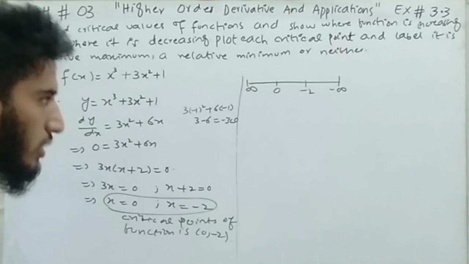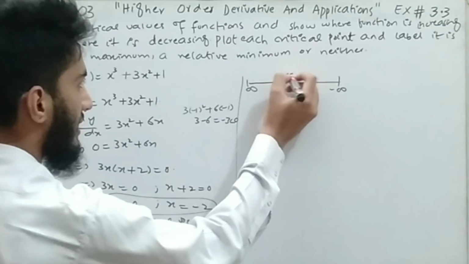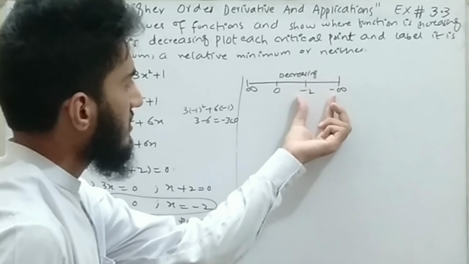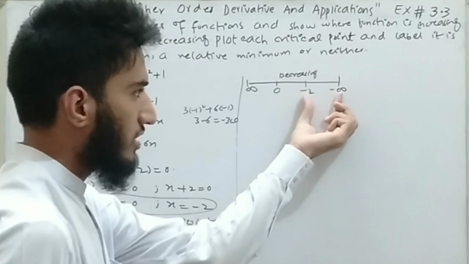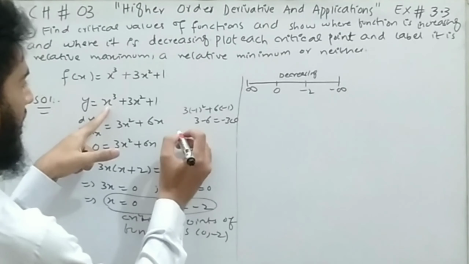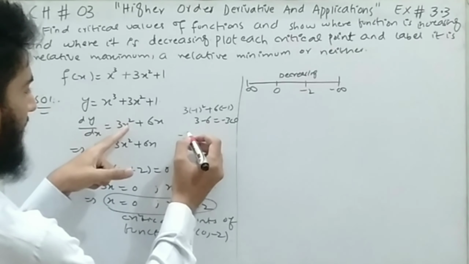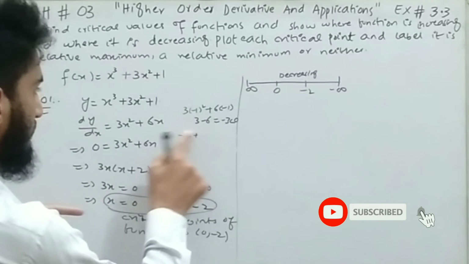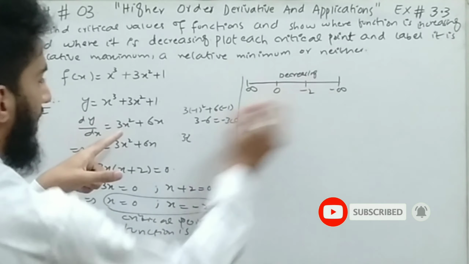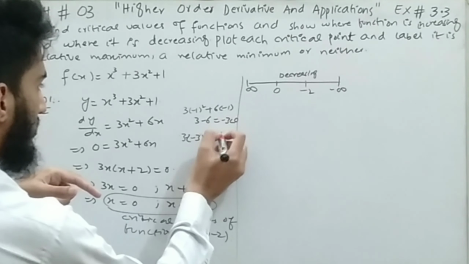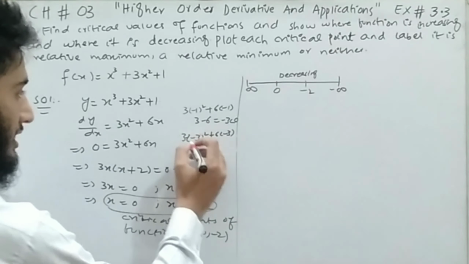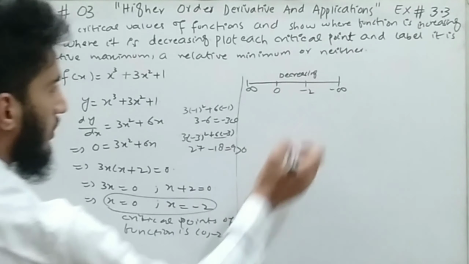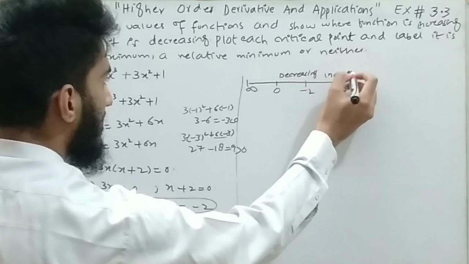As minus 3 is less than 0, it means that the function is decreasing in this interval. Now I take a number inside the interval minus 2 to minus infinity. Let's suppose I take minus 3 in this interval. So by putting minus 3, 3 into minus 3 whole square plus 6 into minus 3. Minus 3 whole square is 9, 9 multiplied by 3 gives us 27, and 6 into minus 3 gives us minus 18. So the result is 9. So 9 is greater than 0. It means the function is increasing in this interval.